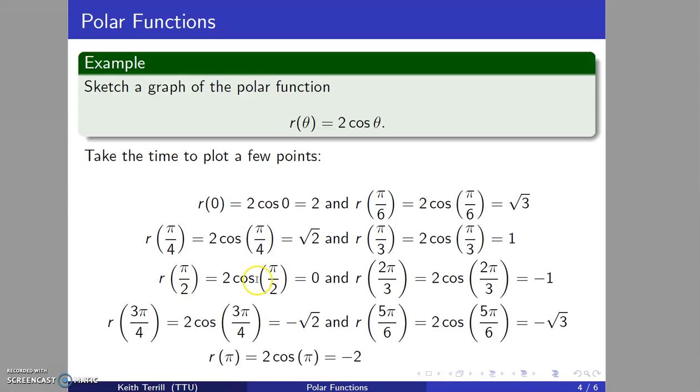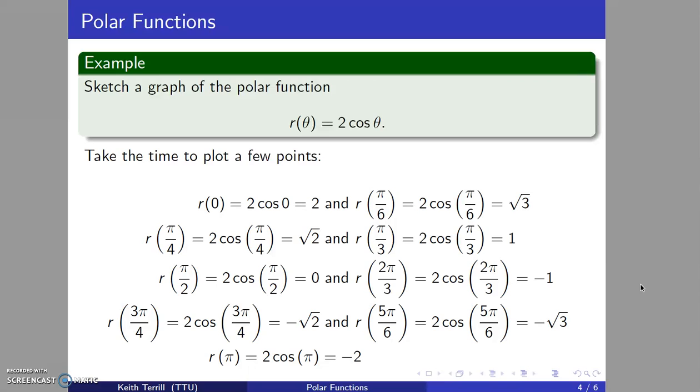R of pi over 2 is 2 cosine pi over 2. 2 times 0 is 0. 3 pi over 4 is negative root 2. And actually, I guess technically I should have been skipping around like this, because this is from 0 to pi over 6 to pi over 4 to pi over 3. Stepping up all the way around the first bit of rotation.